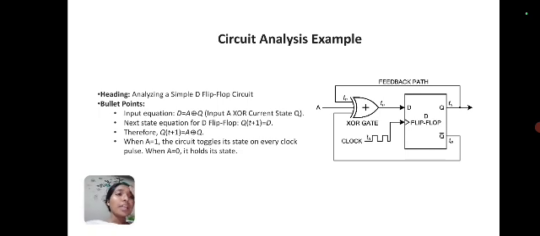First we apply the A input. Next, the XOR gate and the D flip-flop. We feed the clock into the D flip-flop, and the XOR gate output goes to the D flip-flop, with a feedback path.